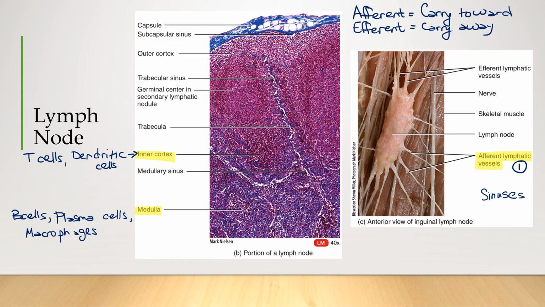So from the afferent lymphatic vessels, the lymph flows into subcapsular sinuses. So we can see these actually right here. This is going to be kind of our second location of flow of lymph through the lymph node. These subcapsular sinuses are found directly beneath the capsule.